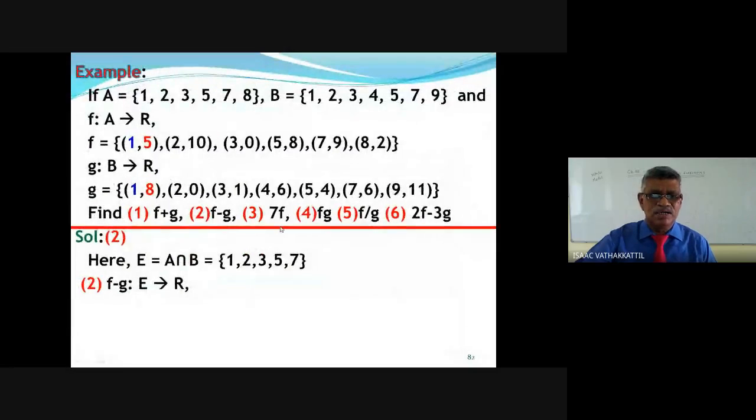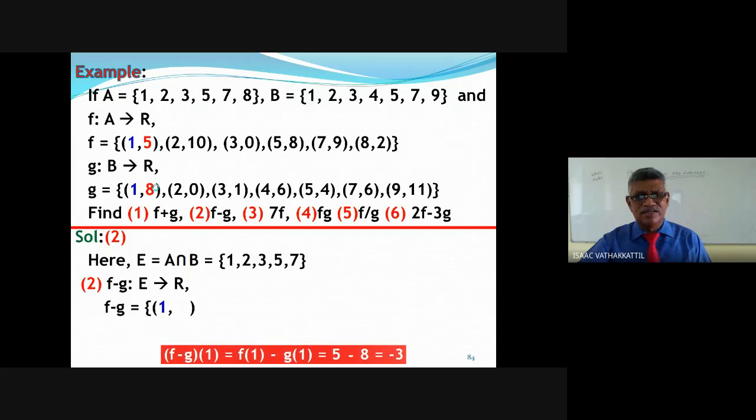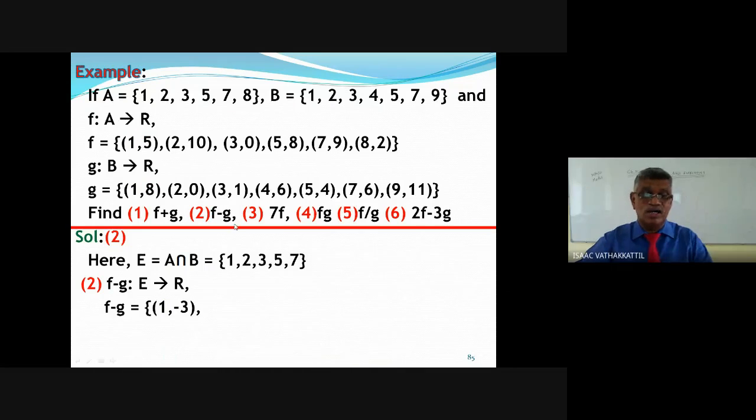Now we want the difference, f minus g. Again, from E to R. F minus g of 1 is f of 1 minus g of 1, that is 5 minus 8, minus 3. It is E to R, could be any real number. Next is 2: 10 minus 0... 3: 0 minus 1, minus 1. Next is 5.